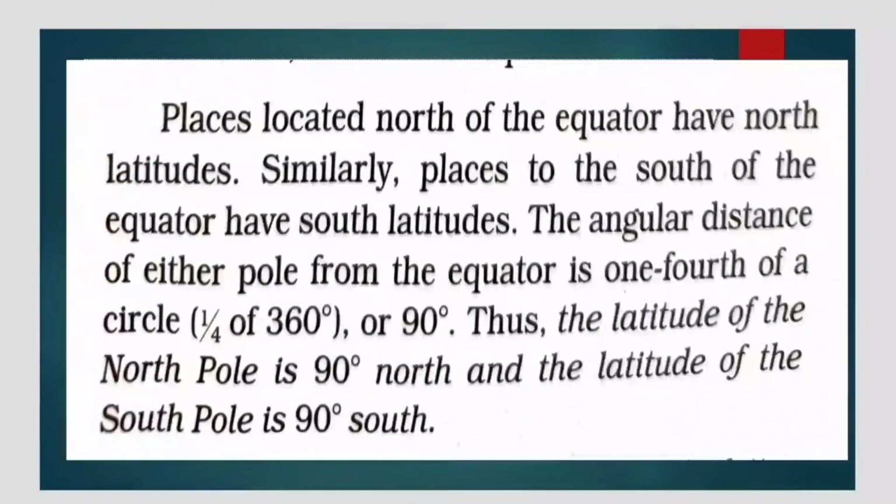Places located north of the equator have north latitudes. Similarly, places to the south of the equator have south latitudes. The angular distance of either pole from the equator is 1/4 of the circle or 90 degrees. Thus, the latitude of the North Pole is 90 degrees north and the latitude of the South Pole is 90 degrees south.